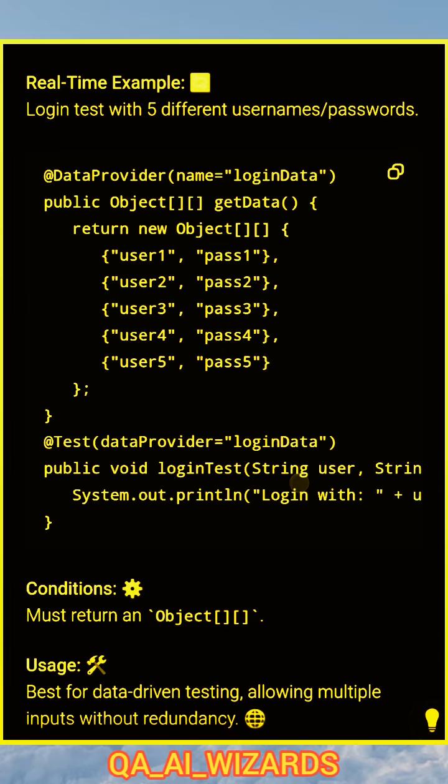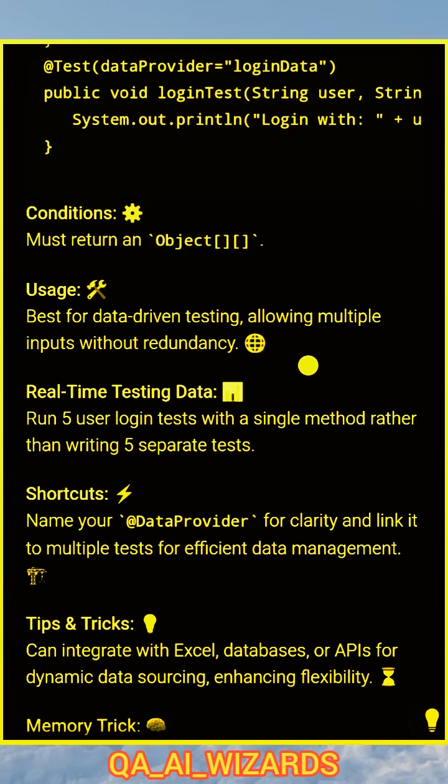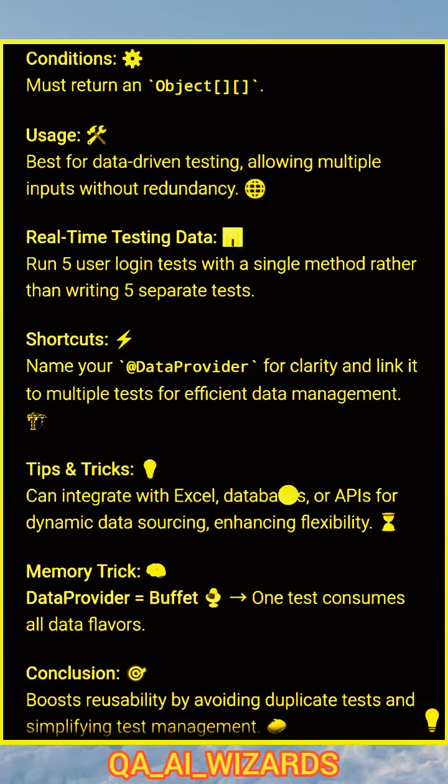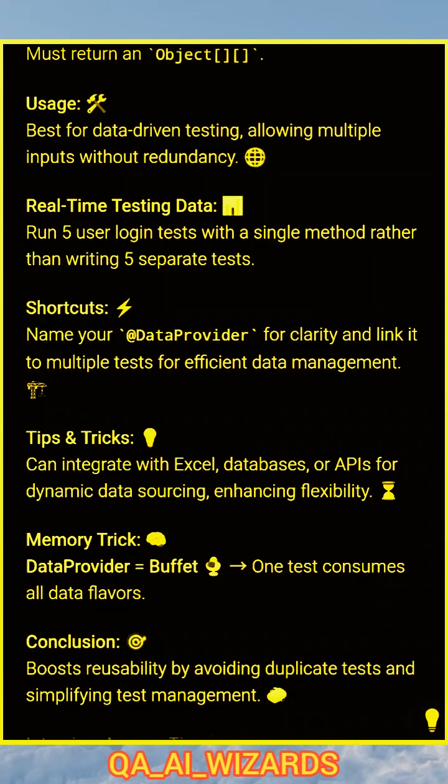And if we consider the conditions, it must return an Object two-dimensional array. And if we go for usage, it is best for data-driven testing and allows multiple inputs without redundancy. A real-time testing example is to run a 5-user login test with a single method rather than writing 5 separate tests.